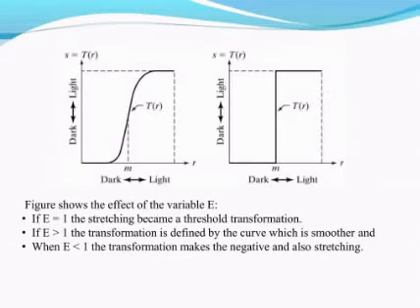Figure shows the effect of the variable e. If e equals 1, the stretching becomes a threshold transformation. If e is greater than 1, the transformation is defined by the curve which is smoother. And when e is less than 1, the transformation makes the negative and also stretching.